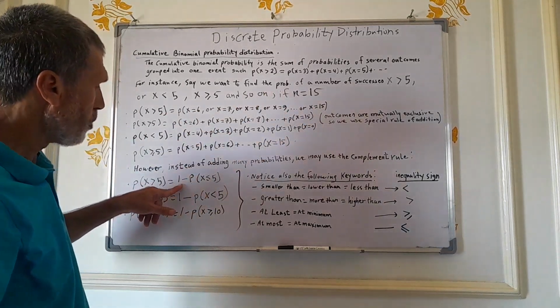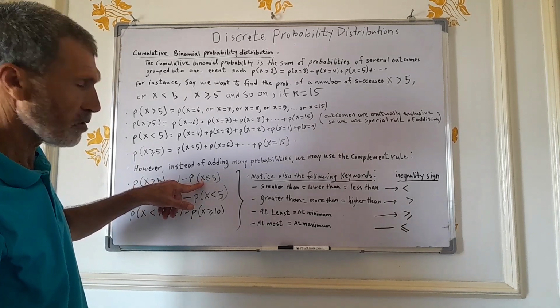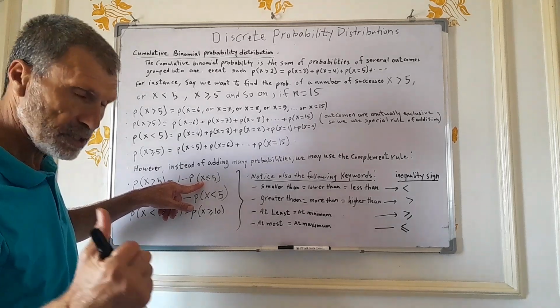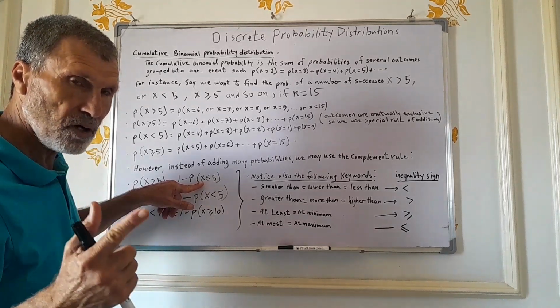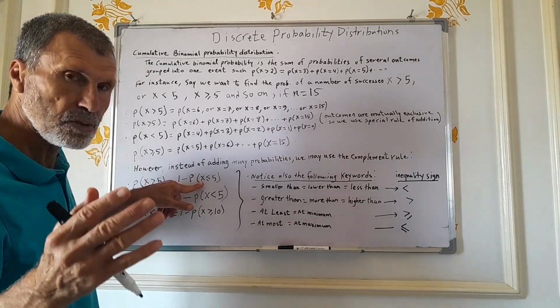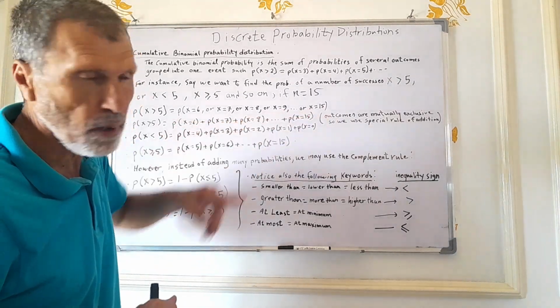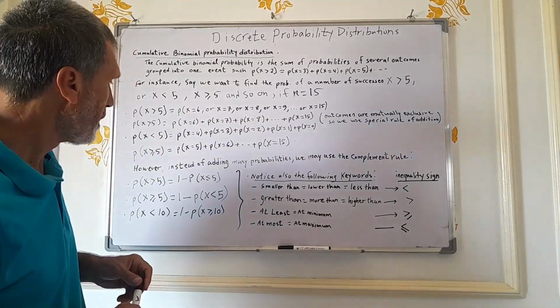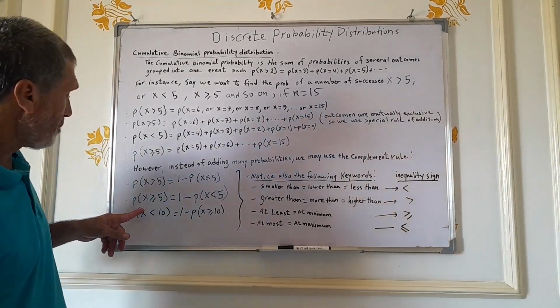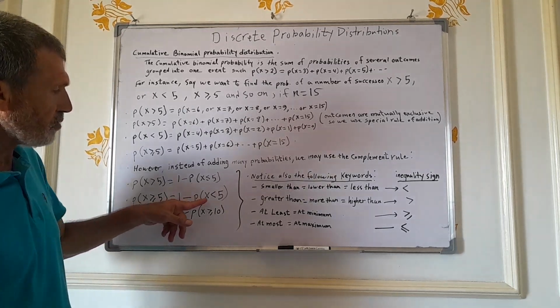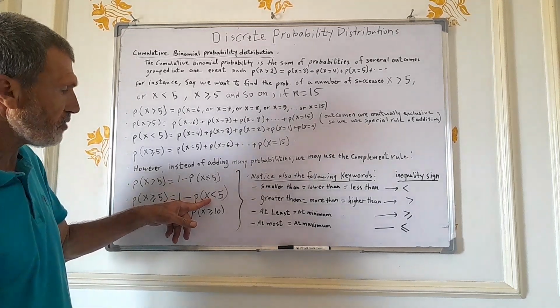So what you do here, 1 minus probability of x equal 5 plus probability of x equal 4 plus x equals 3, 2, 1, and 0. Easier than calculating all probabilities up to x equal 15. Okay? Same thing, probability of x greater than or equal to 5 is going to equal 1 minus probability of x less than 5. Why less than 5?